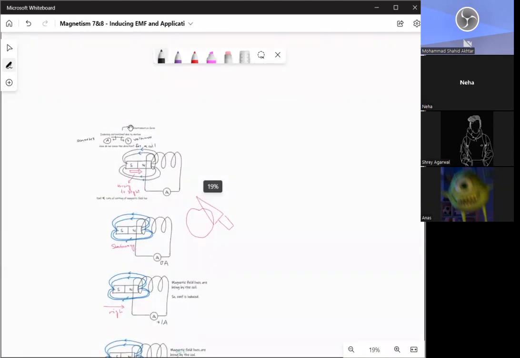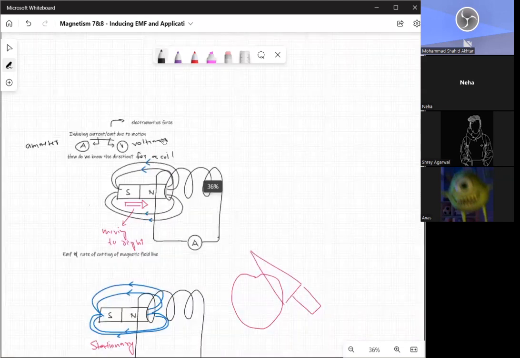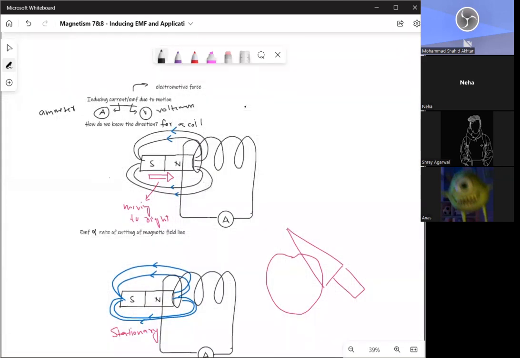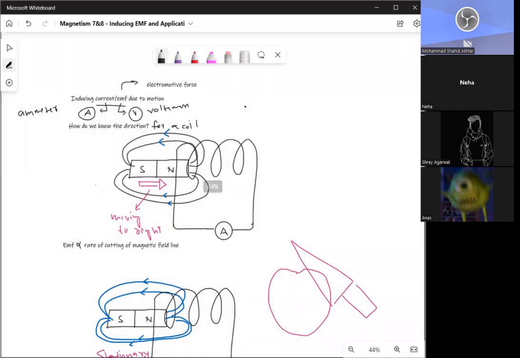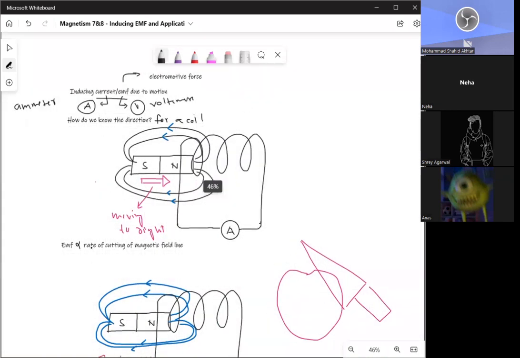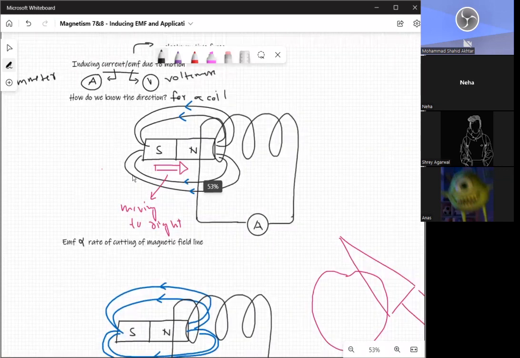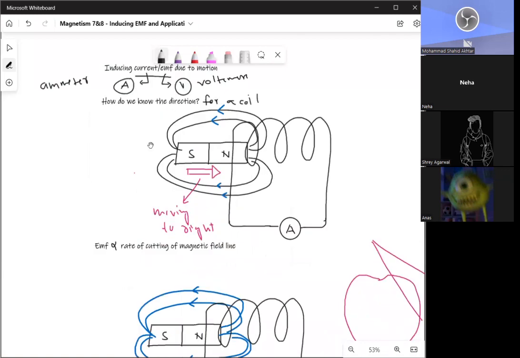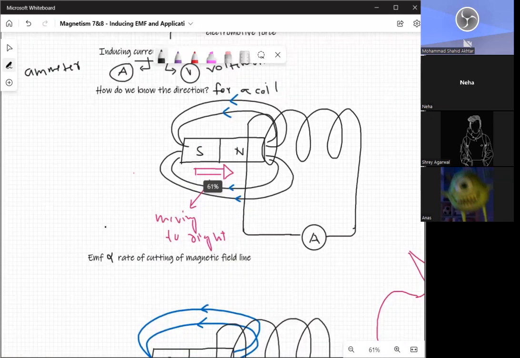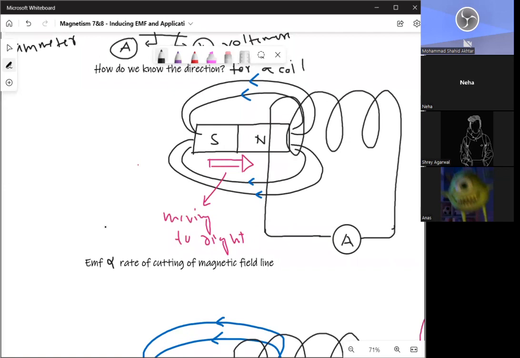Now, in the last class, we looked at some things about inducing EMF, right? How EMF is induced. We saw the rate of EMF. Or just write this down. Write the topic, write a subheading, and over there you should write inducing EMF due to motion. Write down inducing EMF / current due to motion.